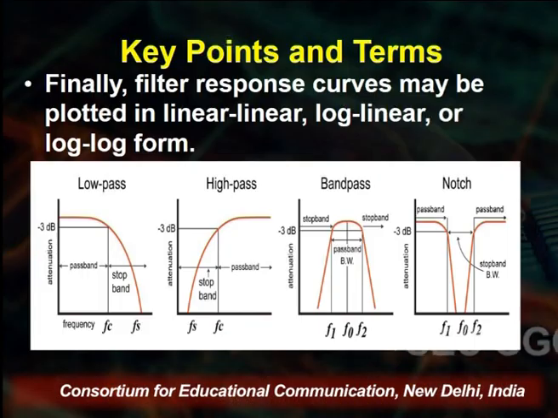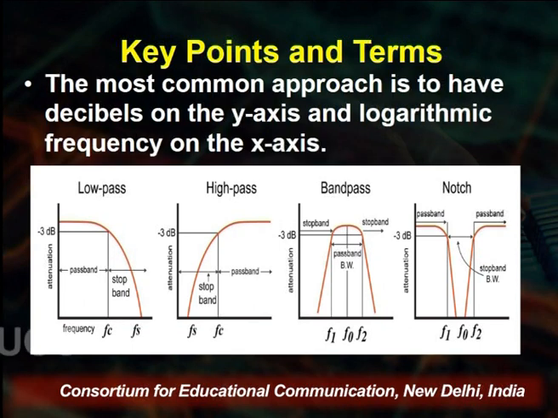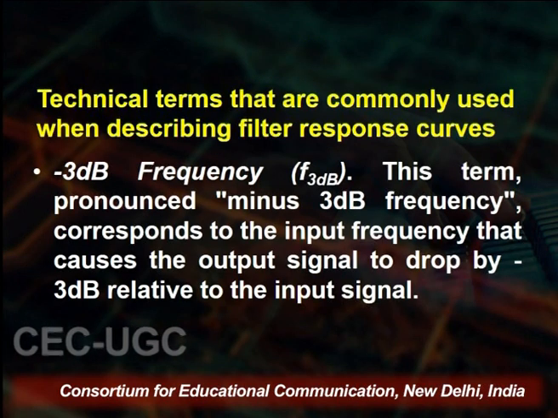So you see on the screen that this is the final output that we can get, the graph between the frequency versus the output. Filter response curves may be plotted in a linear, log-linear or log form. You see, this is the low pass filter output, this is the high pass filter output, this is the band pass, and this is the notch output, all having different forms. The most common approach is to have decibels on the y-axis and logarithmic frequency on the x-axis, and we can get this type of output.